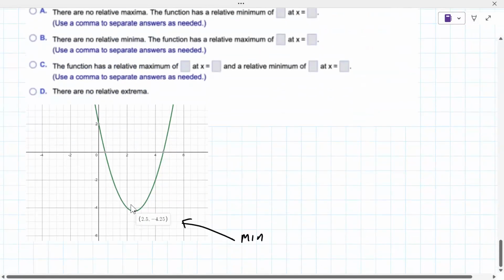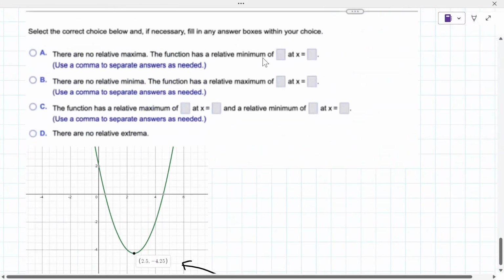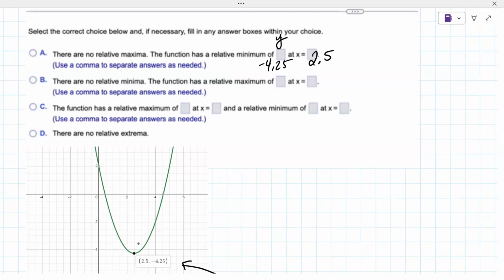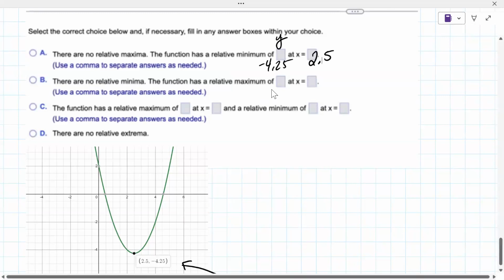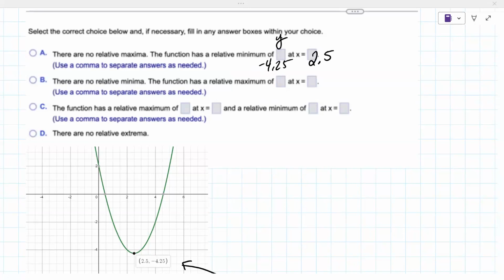Okay. All right, so the min is a relative minimum of, so this is the y value, so minus 4.25 at x equals 2.5. And I guess double check that it's not asking for it as a fraction or anything like that. Okay. Yeah, that should be good. Is that okay? All right.